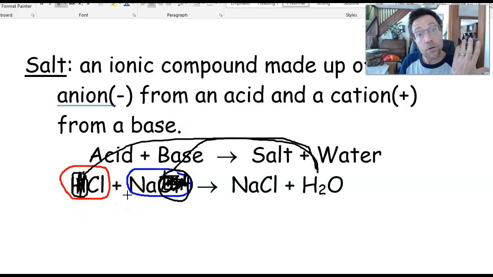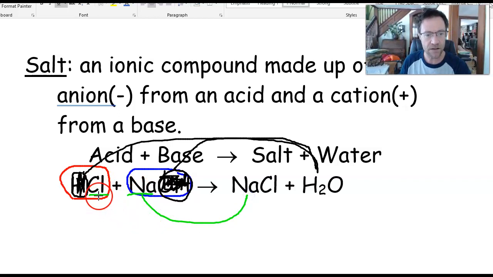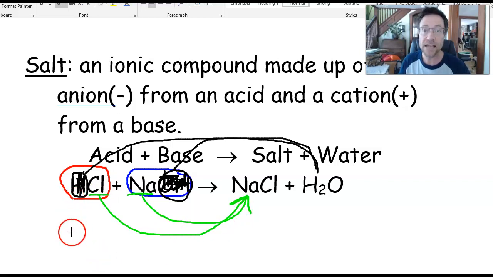So what's left over in the water? Well, we have sodium left over in the water, and we have chlorine left over in the water. Do you guys understand what I'm saying? So what happens is the sodium and the chlorine are just left floating around. You boil off all the water, and you're left with salt. So here's the deal. Hydrochloric acid, HCl.